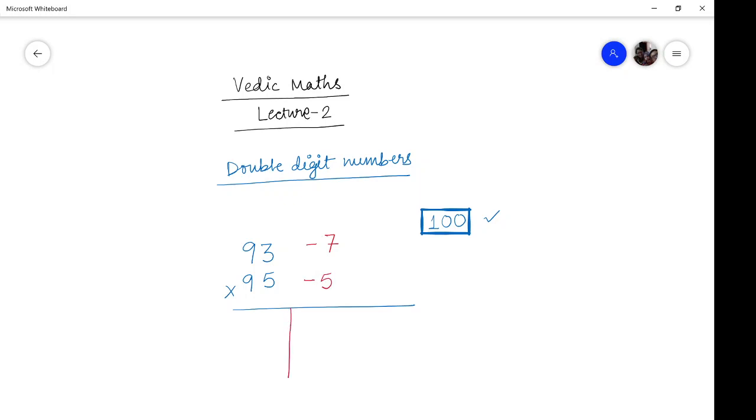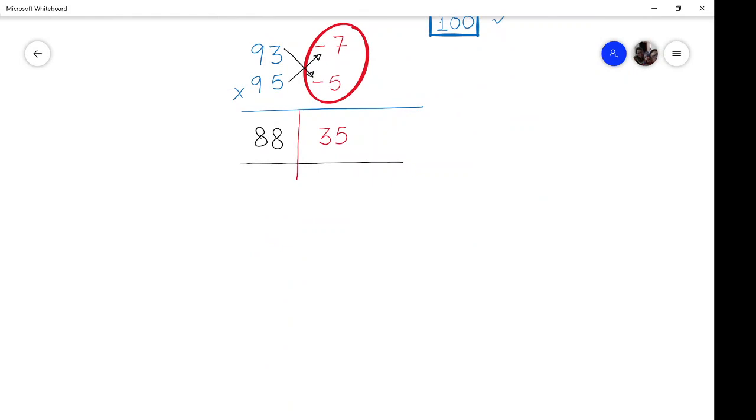Now you multiply these two, so 5 sevens are 35. Now as usual we cross add, either this or this. If you add 95 minus 7, that is 5 and then 2 from there, that is 88. Again 93 minus 5 will be 88, so the answer is 8835. Simple, isn't it? So let us take one more problem in this regard.